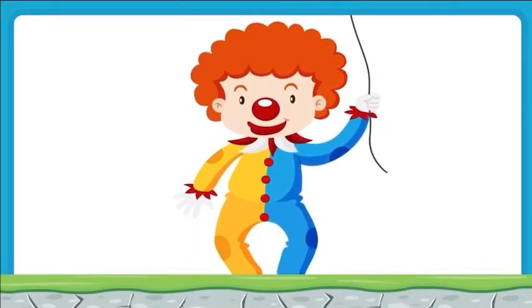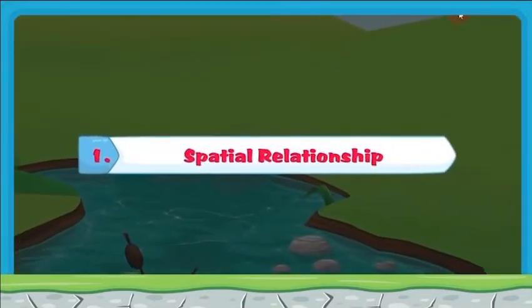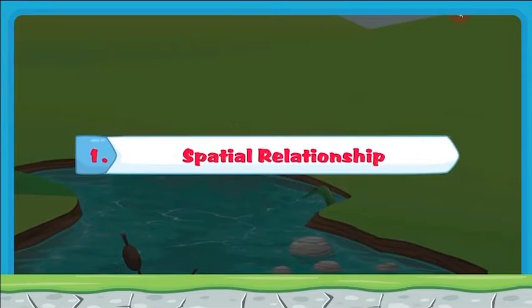Today we will start our mathematics subject. And the first chapter in our mathematics subject is spatial relationship. S-P-A-T-I-A-L spatial, R-E-L-A-T-I-O-N-S-H-I-P relationship. Spatial relationship. Children, do you know what you mean by spatial relationship?